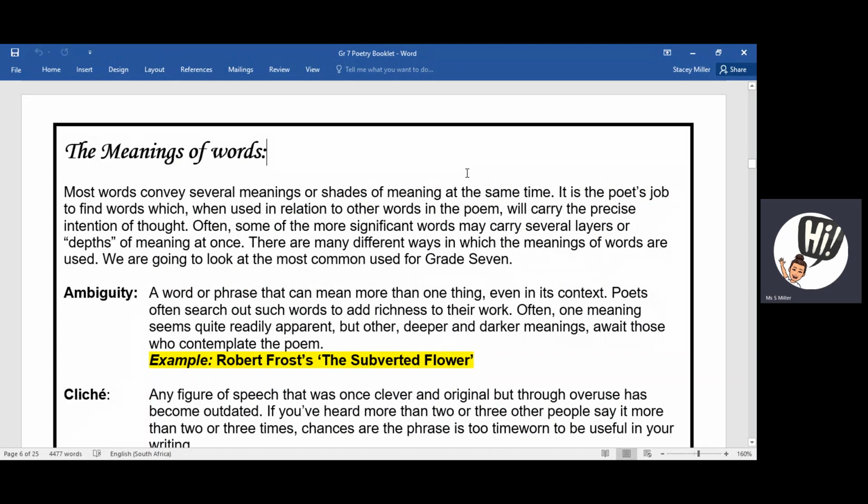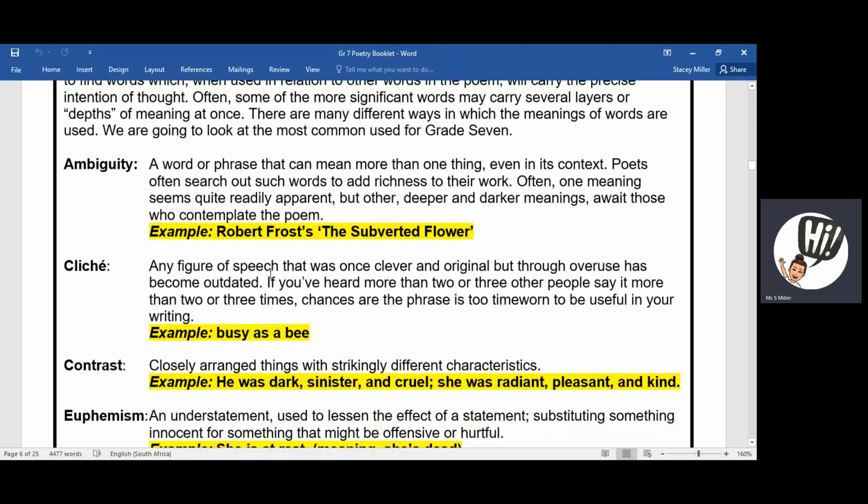Says most words convey several meanings or shades of meanings at the same time. It's the poet's job to find words which, when used in relation to other words in the poem, will carry the precise intention of thought. Often some of the more significant words may carry several layers or depths of meaning at once. There are many different ways in which the meaning of words is used. We're going to look at the most common use for grade 7.